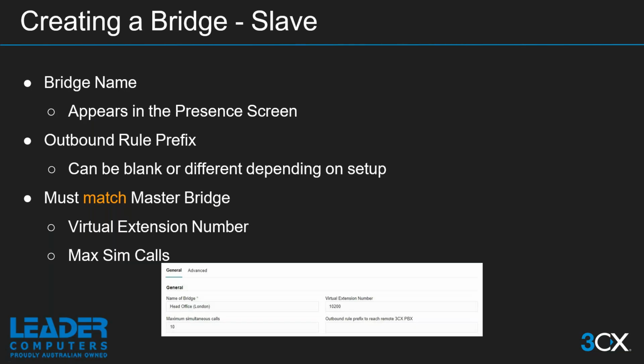Creating a bridge slave. So basically it appears on the present screen. So outbound rule prefix can be blank depending on the setup. As mentioned previously, if you have overlapping numbers, you need to have a prefix entered. But if you don't have overlapping numbers and if you pre-plan everything, then you don't need to have a prefix. It can be planned. Let's say 100, 101, 102 is the range on both the users, both the 3CXs. Whenever you want to dial 101 on the other 3CX, you need to put a prefix. Let's say 4 is the prefix, you need to dial 4101 to get to the other 3CX.